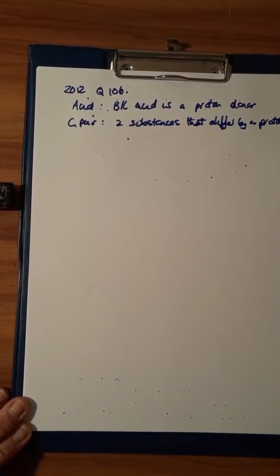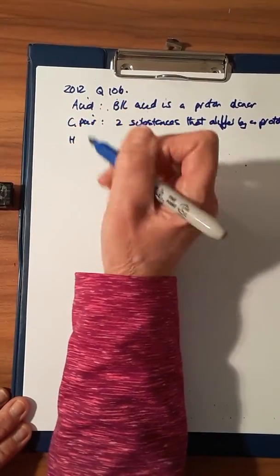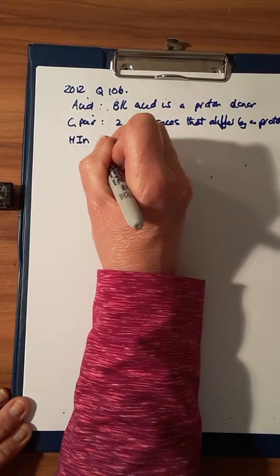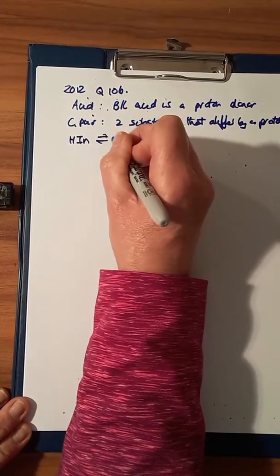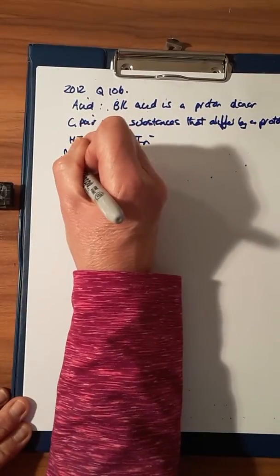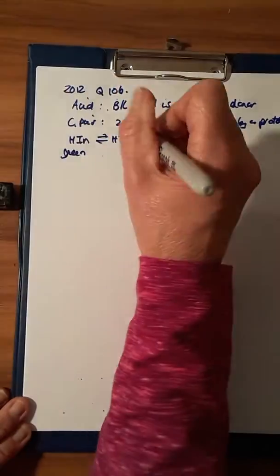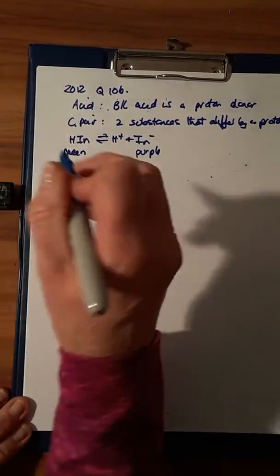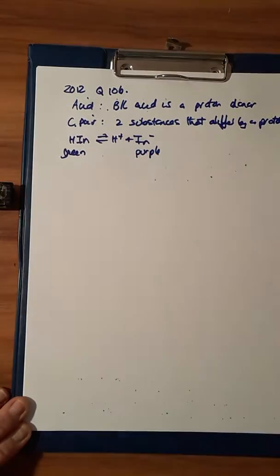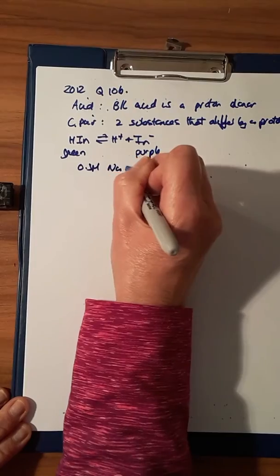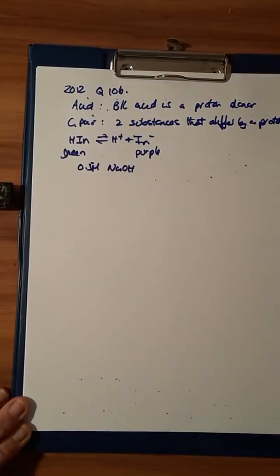Then it gives me a certain water-soluble acid, so it gives me an indicator. It says this is a weak acid indicator and it dissociates as follows. So it dissociates in solution into H plus and In minus. The HIn, the undissociated form, is green and the dissociated bit is purple. And it asks, state and explain the colour observed when you add 0.5 molar NaOH solution.